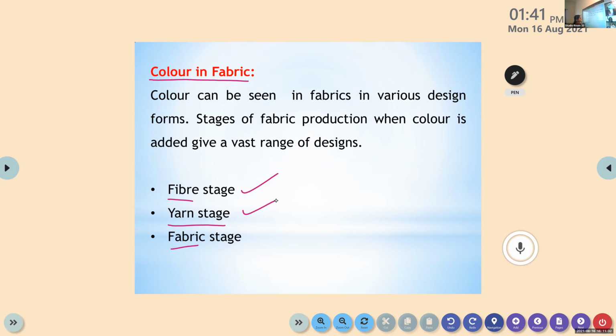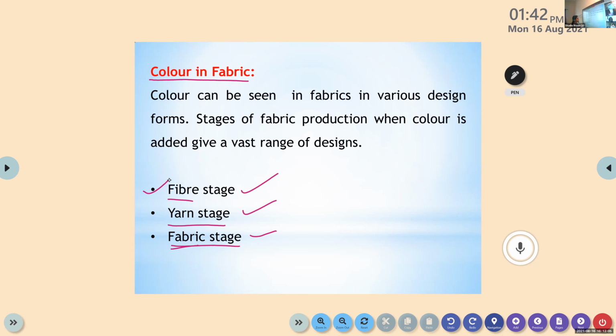Then the yarn stage. We can apply the color during this stage for creating multiple colors. Then the fabric stage is very commonly used: the tie and dye method, batik methods, and the normal dyeing, the complete dyeing. That is the fabric stage, and it is very common and less expensive too. Okay, is it clear? So we can easily apply colors in these three different stages of fabric production.